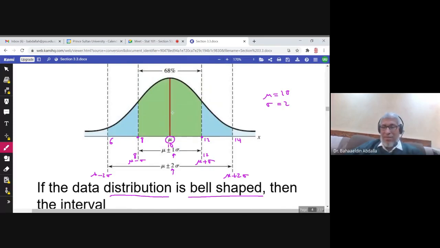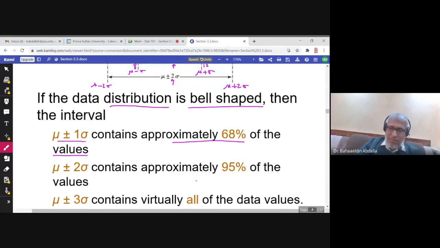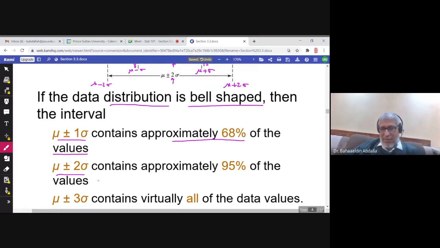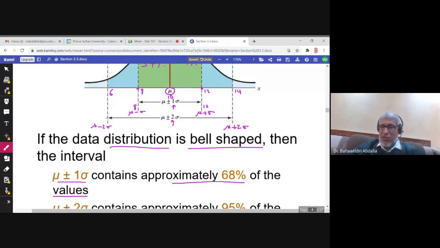Since it is mound-shaped, it is symmetric, so if you divide 68 by 2, we have 34. So 34% of the data would be between mu and mu plus sigma, and 34% of the data would be between 8 and 10, that is, between mu minus sigma and mu. So this is what we get from the first piece of information. The second piece of information is that if we go to the second interval, then 95% of the values are in the second interval. Again, 95% between mu minus 2 sigma and mu plus 2 sigma, so between 6 and 14. So 95% of the data are between 6 and 14.